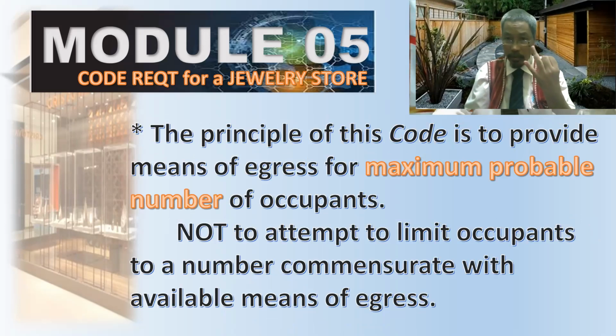So we need two values to be able to compute. The principle of this code is to provide means of egress for the maximum probable number of occupants, and not to attempt to limit occupants to a number commensurate with available means of egress.